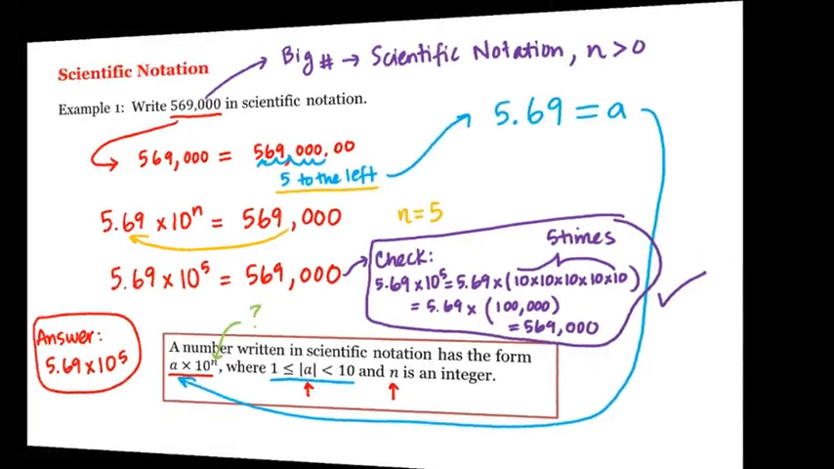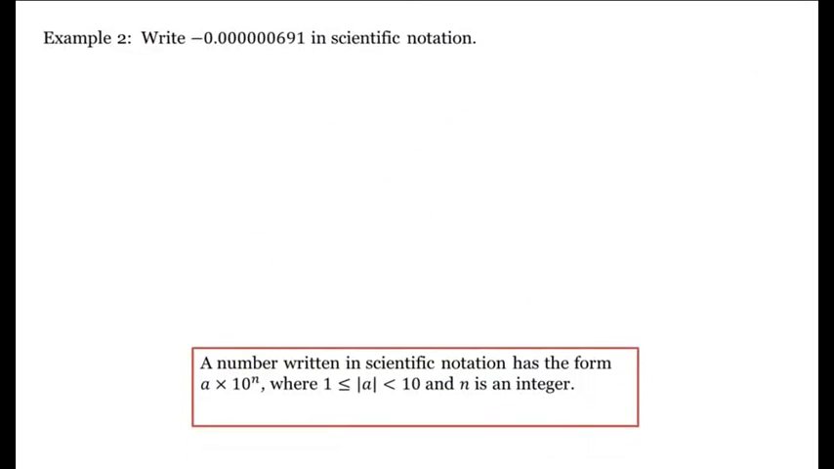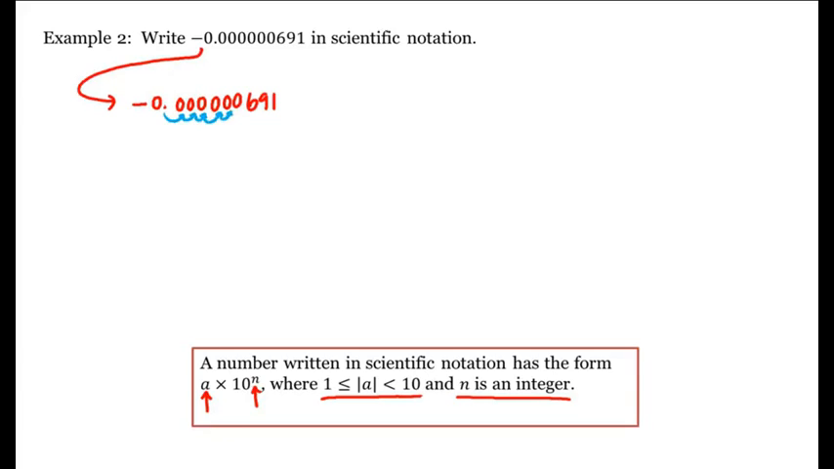What about the other way? In other words, what about going from a small number to scientific notation? Again, we'll need to find our a and our n, where a is a number in absolute value between 1 and 10, and n is an integer. So let's look at our number here, negative 0.000000691. In order to find our a, we need to move this decimal point 1, 2, 3, 4, 5, 6, 7 places to the right. Therefore, our a is equal to negative 6.91.